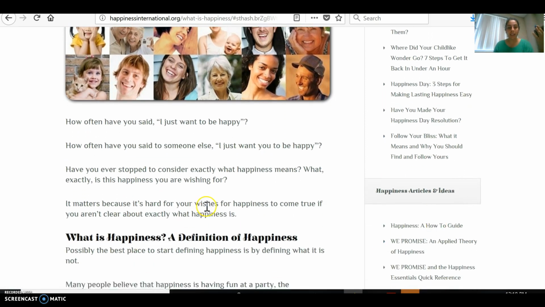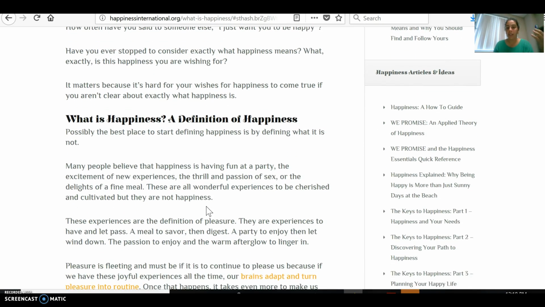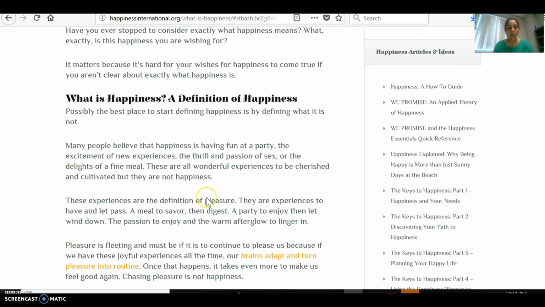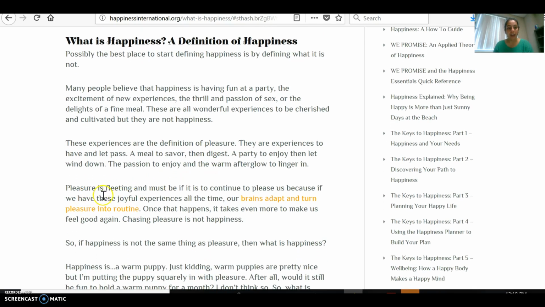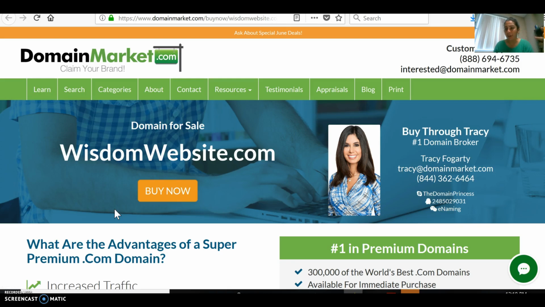But as I was reading this website, even though the information sounded pretty clear to me, there wasn't a whole lot of references to experts in the field and their knowledge and their perspectives. Here in this paragraph, it talked about how pleasure is fleeting and must be if it is to continue to please us. Because if we have these joyful experiences all the time, our brains adapt and train and turn pleasure into routine. So I was like, oh, there's some scientific information there. Yay, great. But then I clicked on this link over here, and unfortunately, it wasn't scientific information about happiness. It was a company where they were just trying to sell me something.